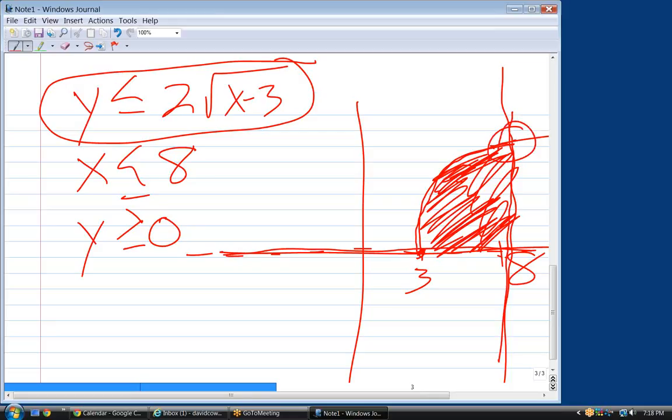And now, this intersection is relatively easy to come up with. Just substitute x equal to 8 in here, and you have the y coordinate, so that would be 8 comma 2 root 5. And this point here is clearly 3 comma 0. So these are the only 2 key points.